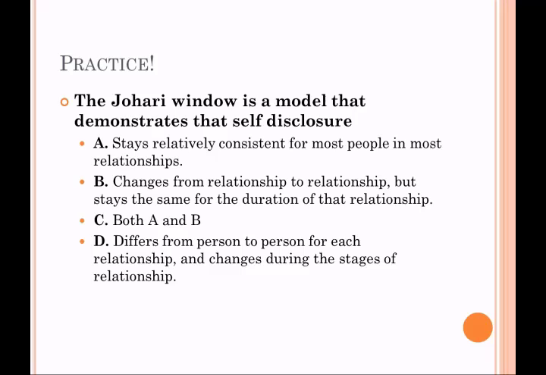Next question. The Johari window is a model that demonstrates that self-disclosure, A, stays relatively consistent for most people in most relationships, B, changes from relationship to relationship but stays the same for the duration of that relationship, C, both A and B, or D, differs from person to person for each relationship and changes during the stages of the relationship? And the answer to this is D.